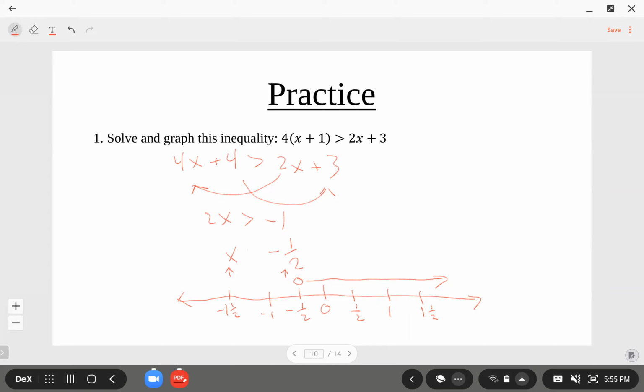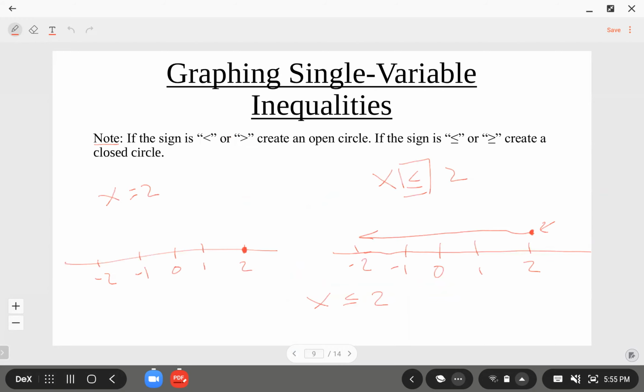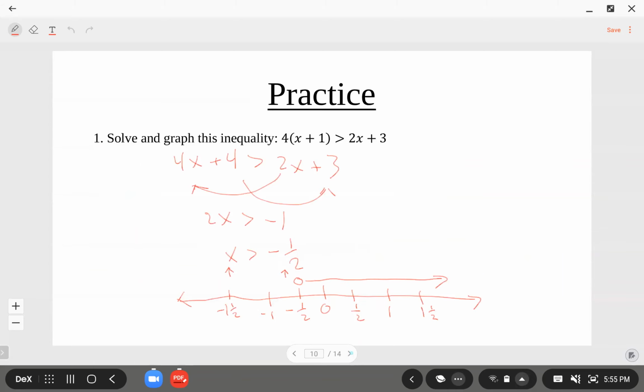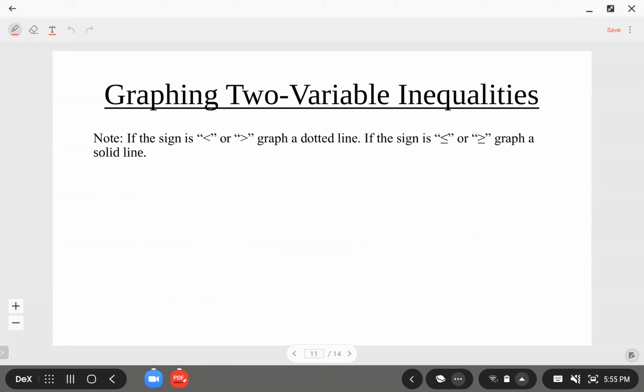So let's look back. In this problem, this little arrow was pointing to the left, right? And that's how it turned out. So that's a little trick that helps you. Now we're going to be graphing two variable inequalities.